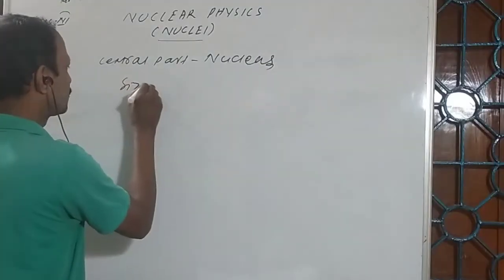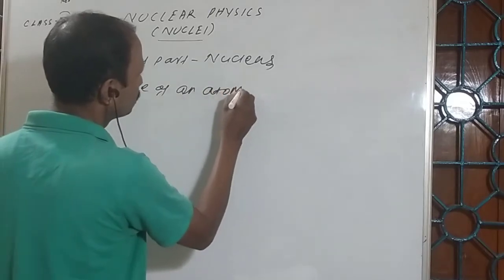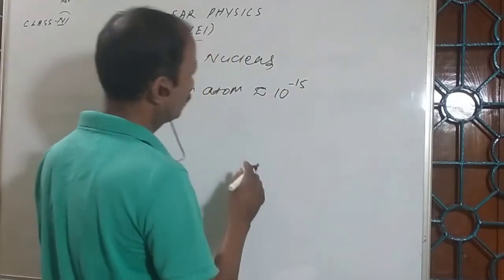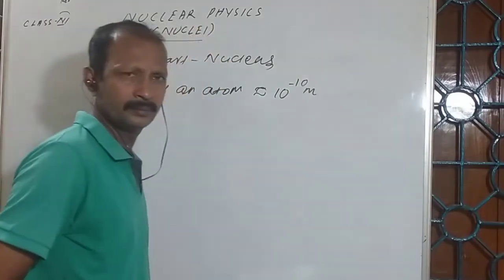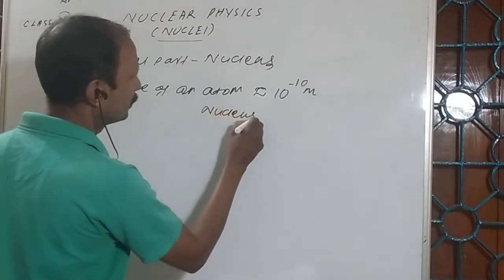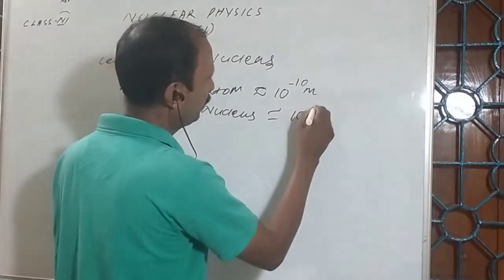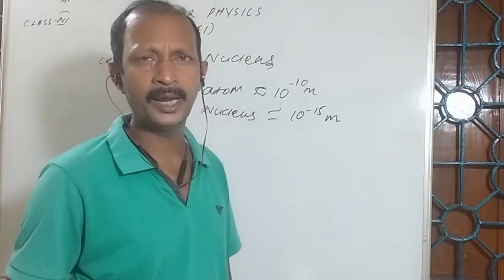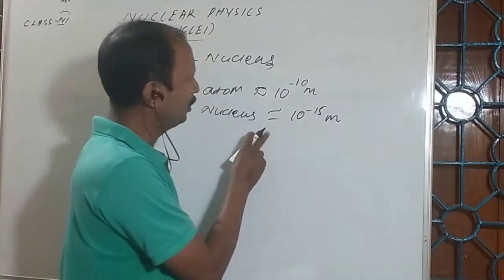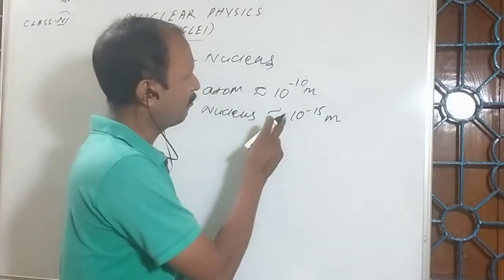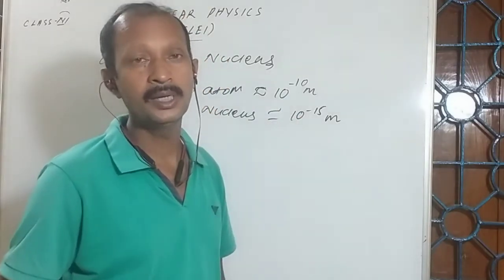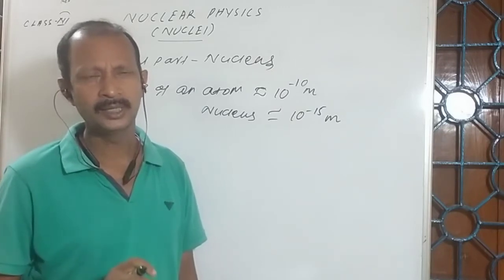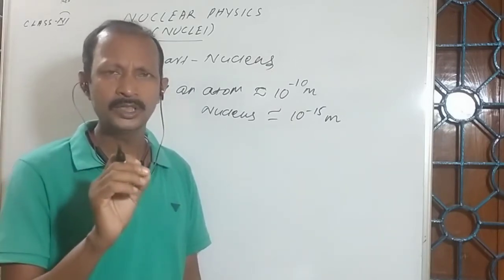Generally, the size of an atom is about 10 to the power minus 10 meter. The size of the nucleus is around 10 to the power minus 15 meter. That means the size of the nucleus is 10 to the power 5 times smaller than the size of the atom. So in his alpha particle scattering experiment, Rutherford revealed that the central part of the atom is very small and positive in charge.